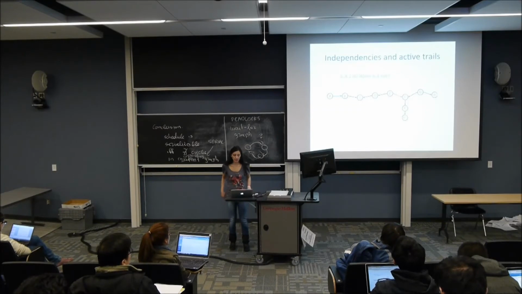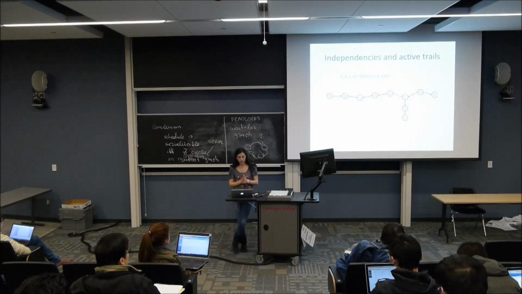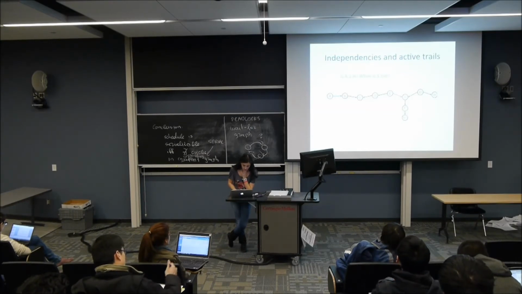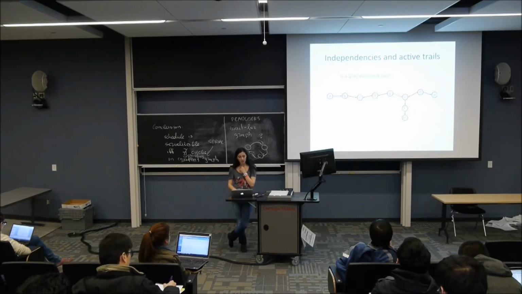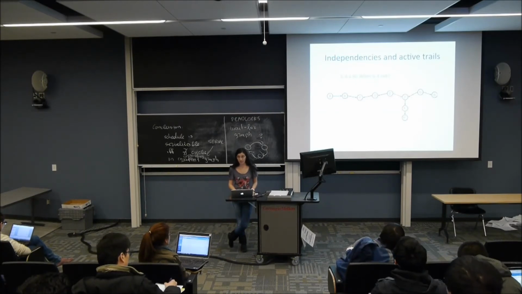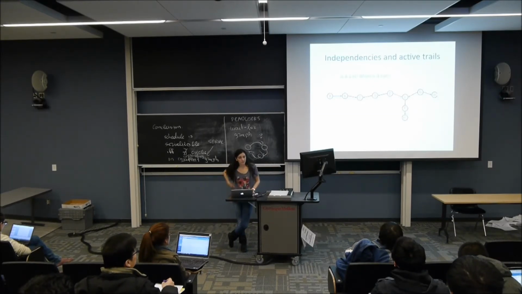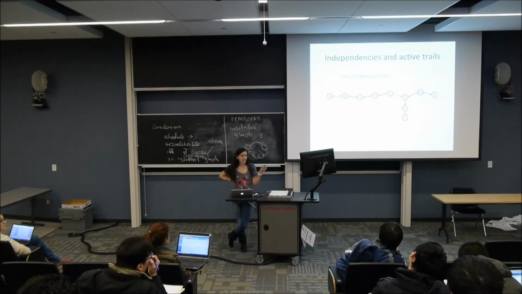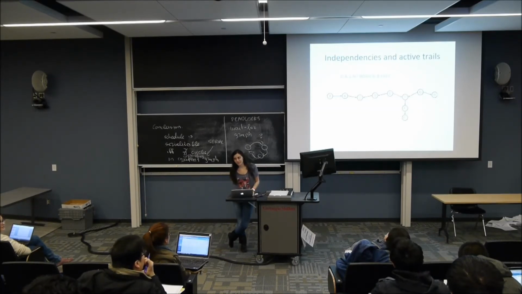Okay, so now we can look at some dependency rules. So if I give you this Bayes net, with a common effect here, and the other ones are either common cause or a chain. So are A and H independent? Does anyone know if A and H are independent? Anyone? Okay, who says they're independent? Yes.